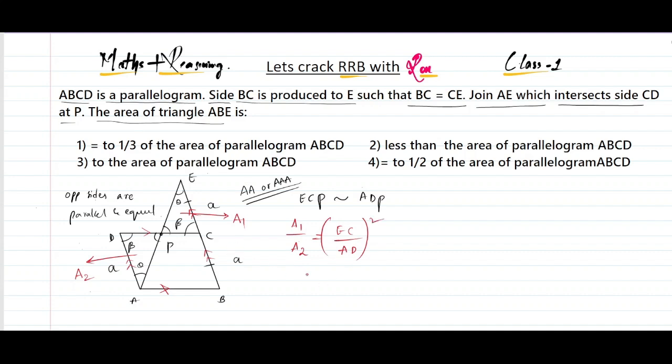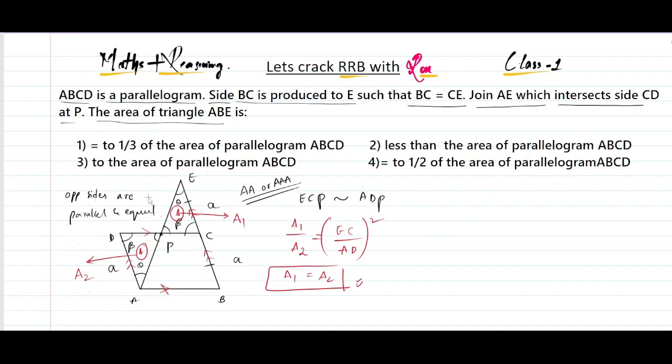But we already know EC equals AD, right? This is also A, this is also A, the side lengths. So these two are equal and get cancelled, and we get A1 equals A2. So from this point we got this triangle's area equals this triangle's area. If I assume this triangle's area is A, this triangle's area is also A. Now the next concept.